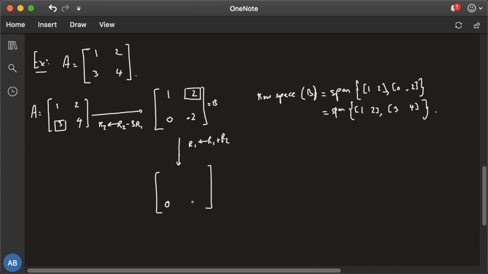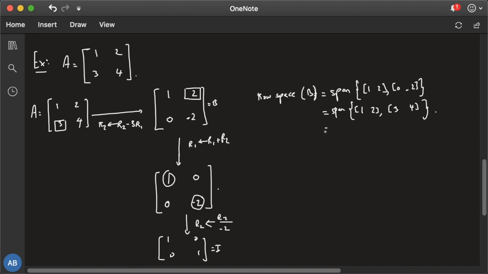That said, row 2 remains the same, and row 1 becomes 0 plus 1 is 1, and minus 2 plus 2 is 0, right? We're closer. This guy is 1, like the identity matrix, but this guy is minus 2. What do we do? One more operation: instead of row 2, plug in R2 over minus 2. Divide row 2 by minus 2, and you get the identity matrix. Well, we obtained the identity matrix from A via a series of row operations.